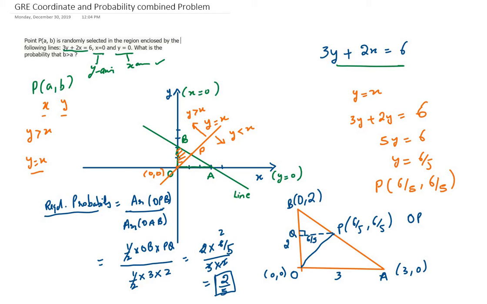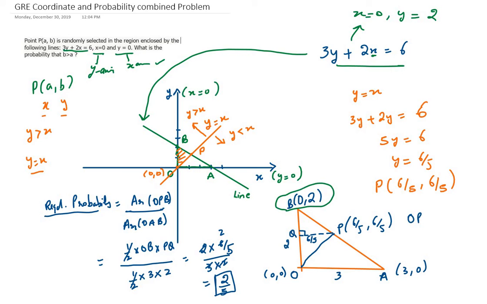So as you can see in the diagram here, this line is 3y plus 2x equal to 6. How I came up with this line from this equation is, if I take x equal to 0 and put it in this equation, y will be 2. So point B has coordinates 0 comma 2. I have taken x as 0, so y is 2. So this is one point I figured out.